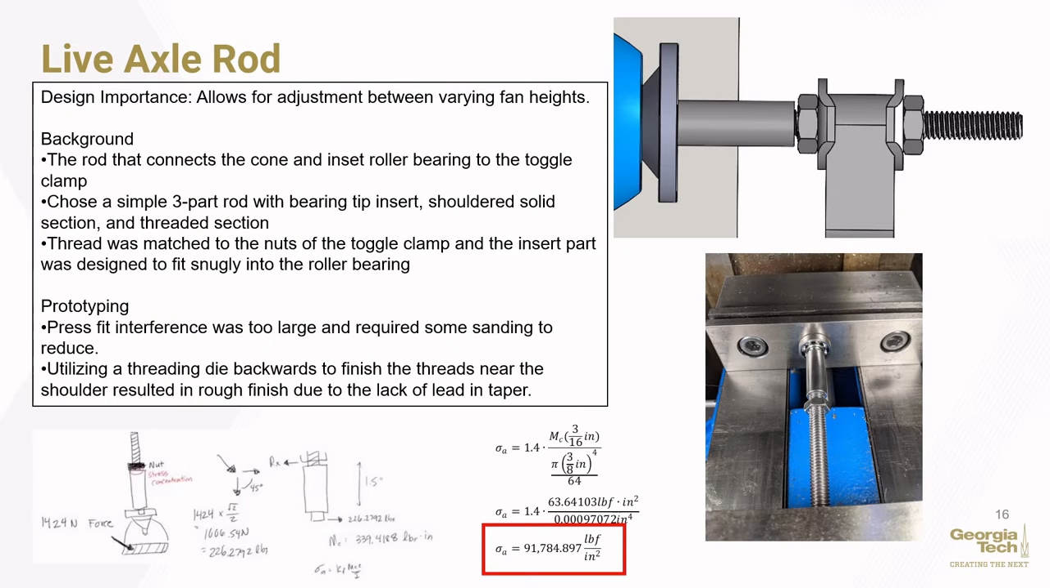The design for the live axle rod encapsulated the need for threading to attach the toggle clamp, an insert tip for connection to the roller bearing inside the cone, and a shoulder to reduce the risk of slippage on the bearing. Once the general design was settled, the machine design calculations were done to verify the strength of the design for both the rod and the cone itself, as well as the bearing within. This was successful, and the cone and clamp design were deemed more than sufficient.